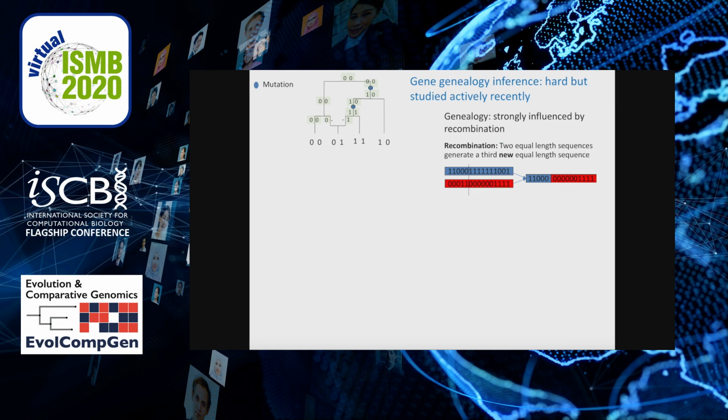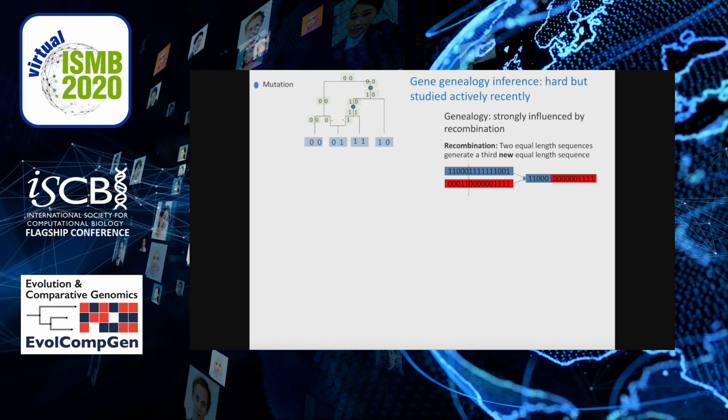Now let me tell a little bit about gene genealogy inference. This is a hard problem, but has been studied actively recently. Gene genealogies are strongly influenced by recombination, which is illustrated here: take a prefix of one sequence and a suffix of another sequence and merge them together to form a new sequence.